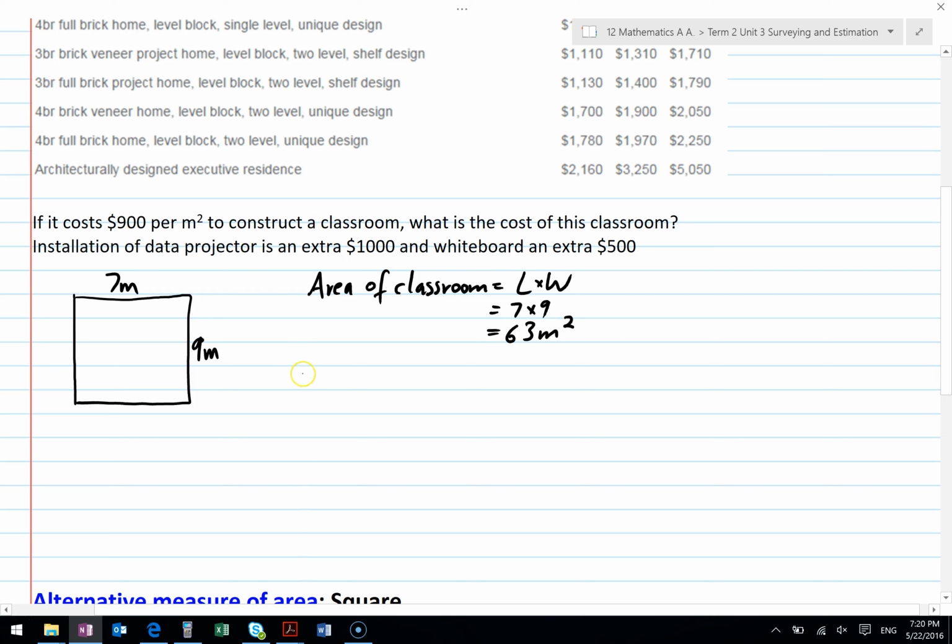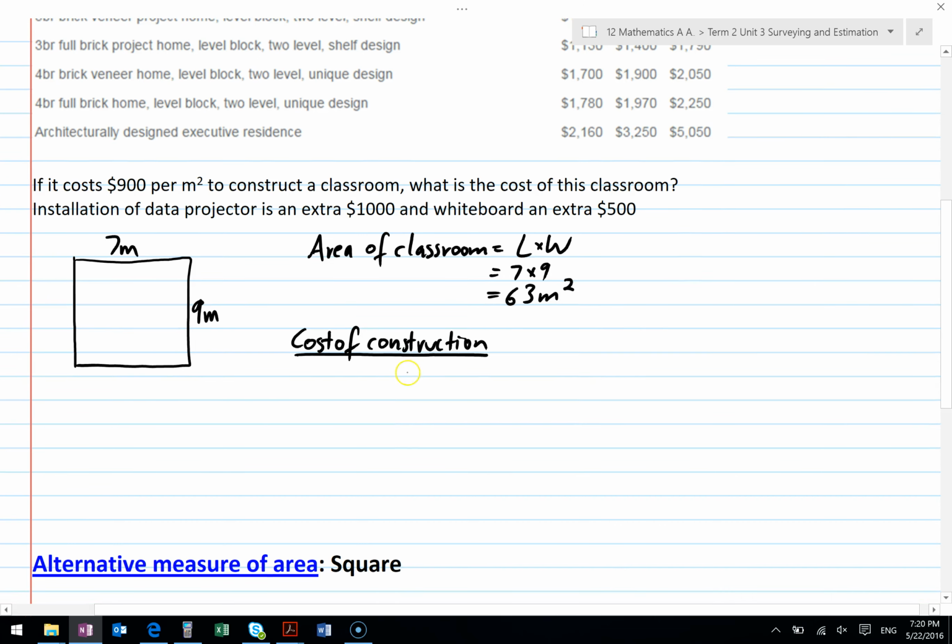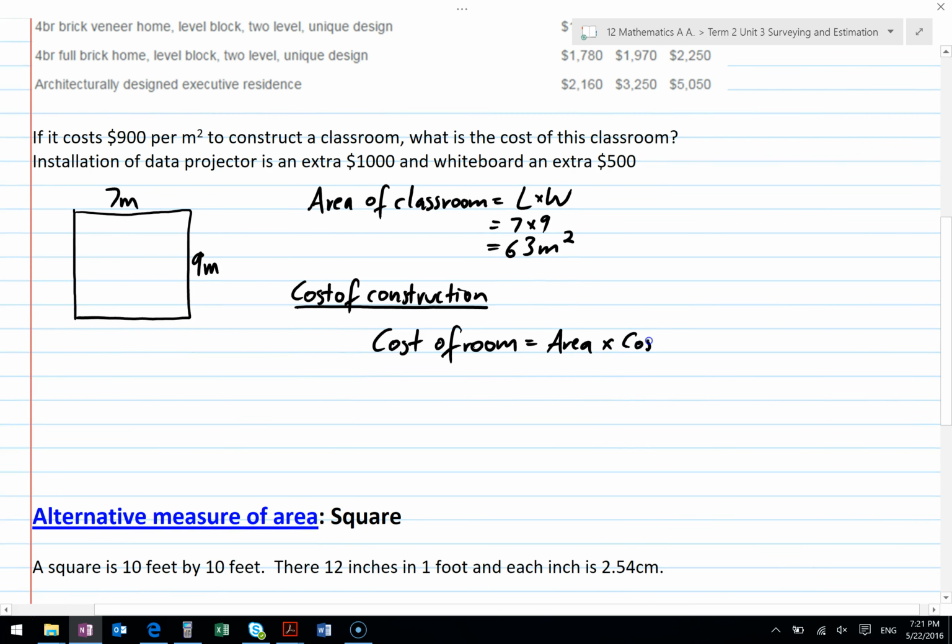From here I'll look at the cost of construction, as a little subheading. I'll first find the cost of the room, which I'll find by finding the area and multiplying it by the cost per meter squared. So 63 by 900. This will give me the cost of the room. The room's going to cost me $56,700 to construct.